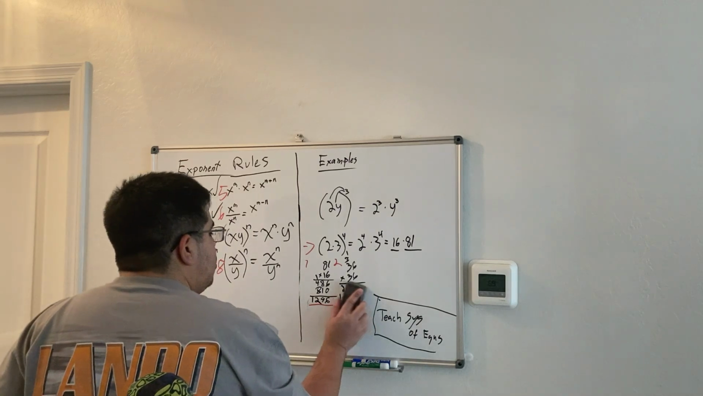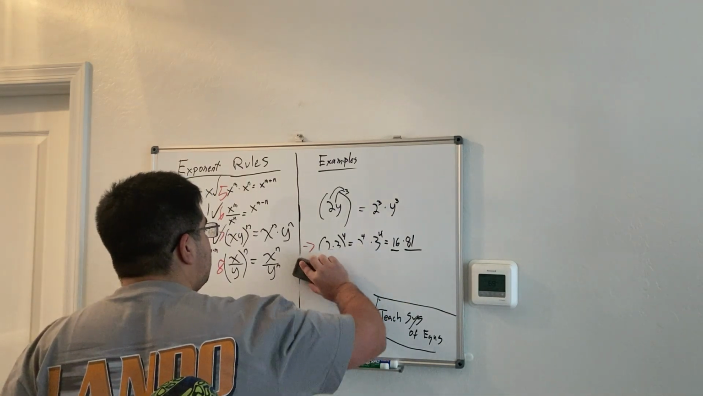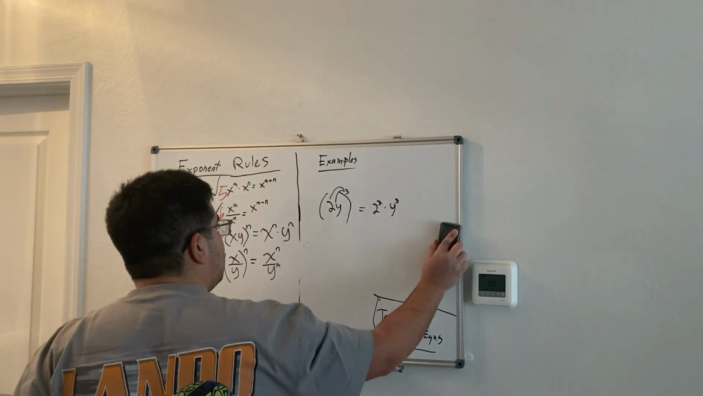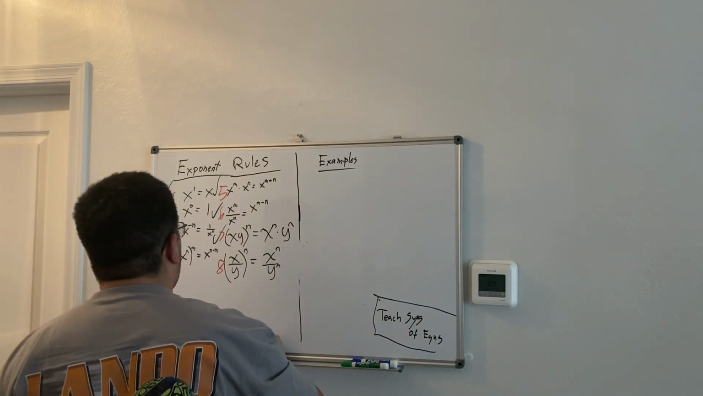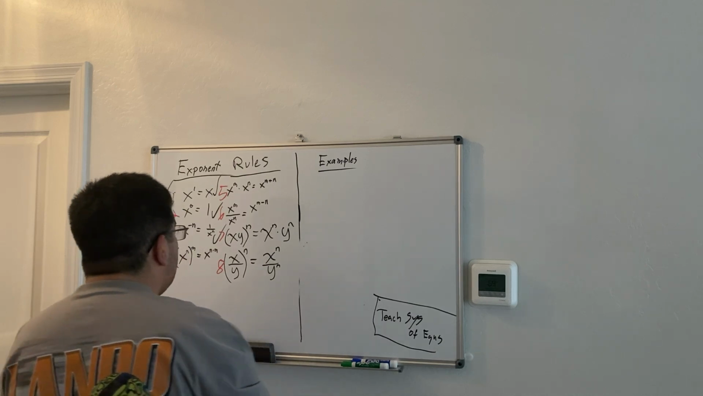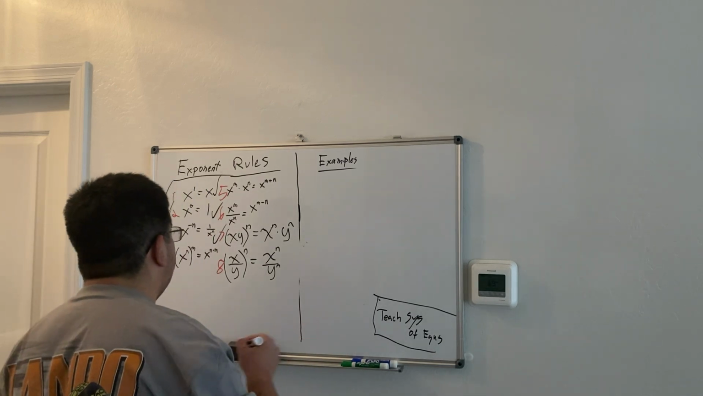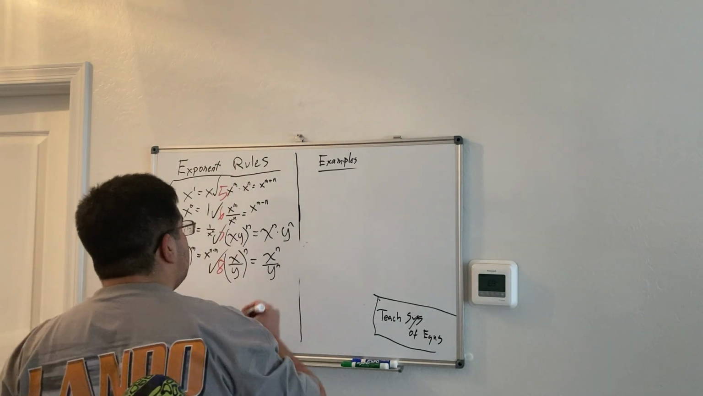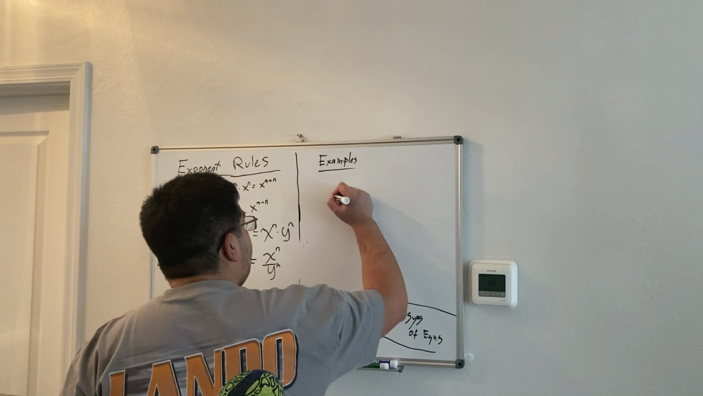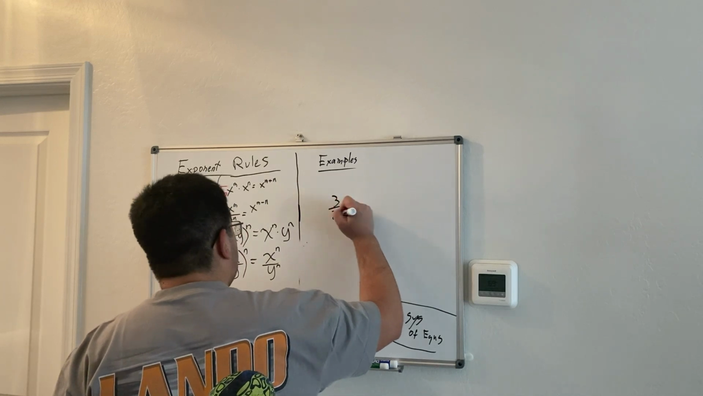Okay, so that covers rule number 7. Rule number 8, last rule. I'm just going to check it preemptively. All right, last rule. So we got, let's say, 3 over 2.